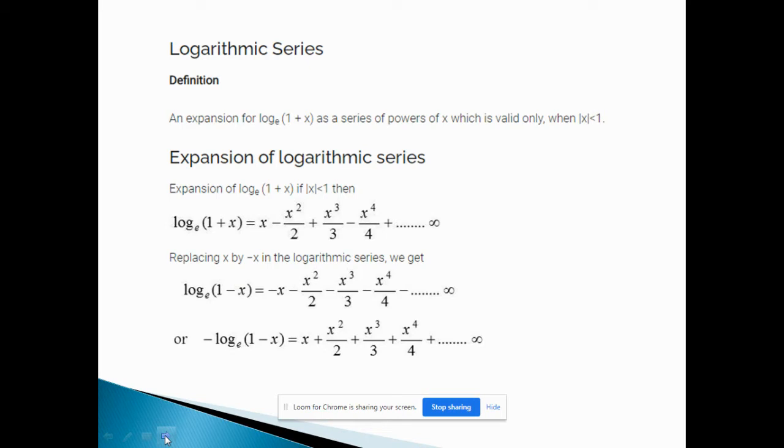The first one is log of 1 plus x equals x minus x square by 2 plus x cube by 3 minus x power 4 by 4, etc., up to infinity. And if you replace x by minus x, we get log of 1 minus x equals minus of x plus x square by 2 plus x cube by 3, etc. So minus log of 1 minus x equals this, with everything positive on the RHS.